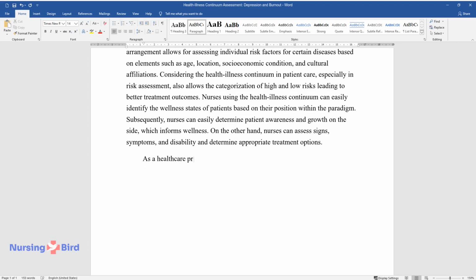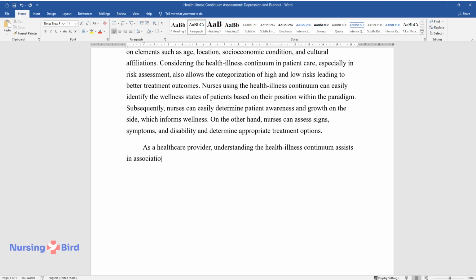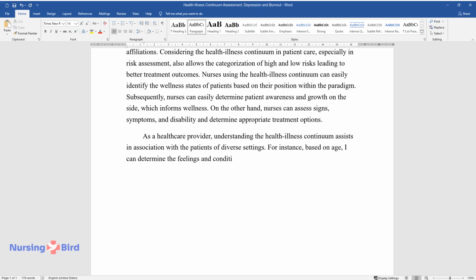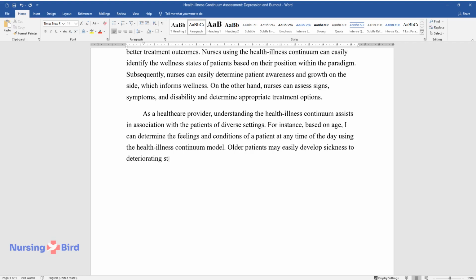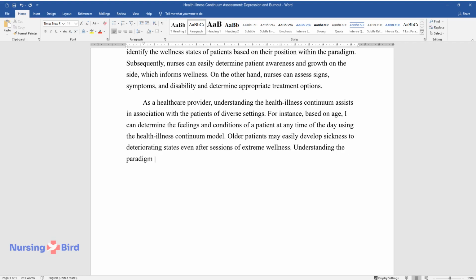As a healthcare provider, understanding the health illness continuum assists in association with the patients of diverse settings. For instance, based on age, I can determine the feelings and conditions of a patient at any time of the day using the health illness continuum model. Older patients may easily develop sickness to deteriorating states even after sessions of extreme wellness. Understanding the paradigm shift, therefore, assists in meeting the aging patient's healthcare needs.